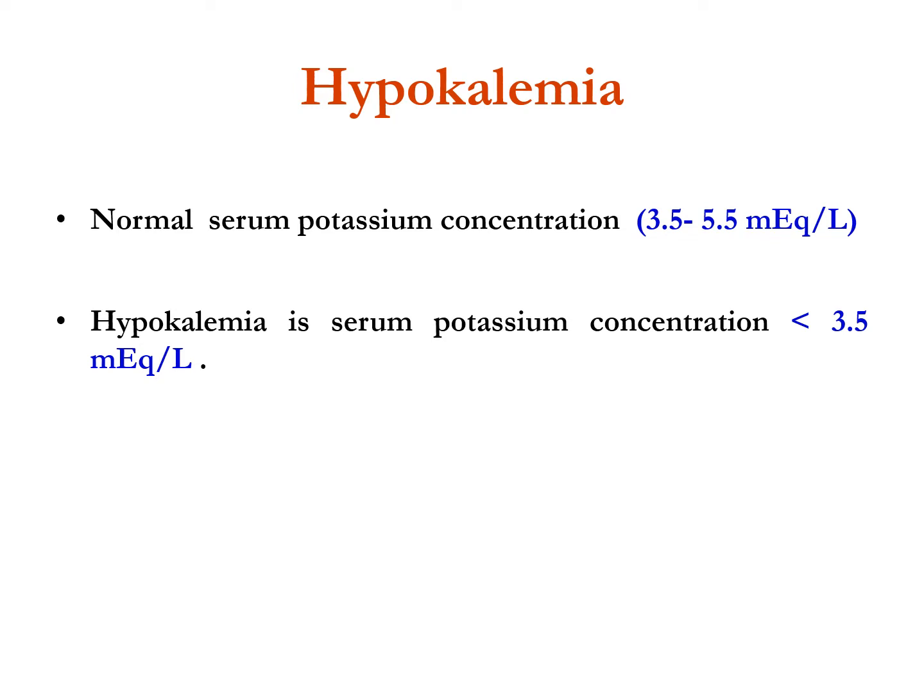The normal serum potassium concentration is 3.5 to 5.5 milliequivalent per liter. So hypokalemia is a serum potassium concentration less than 3.5 milliequivalent per liter.